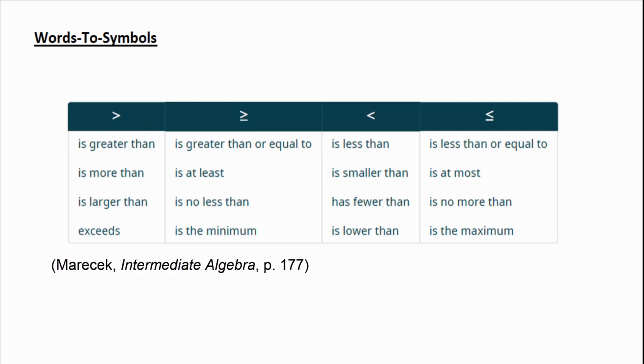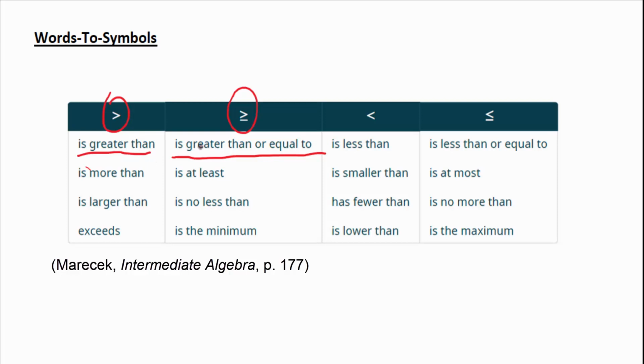Okay, let's talk about how to translate from words to symbols when it comes to inequalities. I mean, obviously, if you see this symbol, that means literally is greater than, right? But there are phrases that are synonymous with that: is more than, is larger than, exceeds. And for greater than or equal to, the direct translation is the first one.